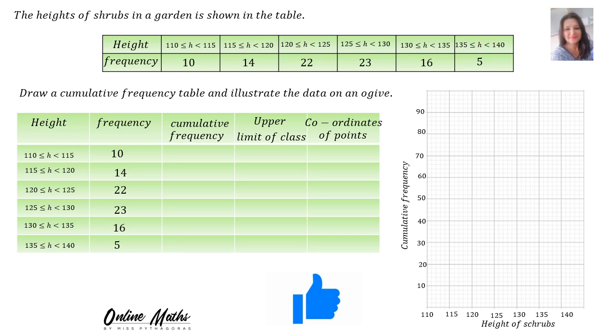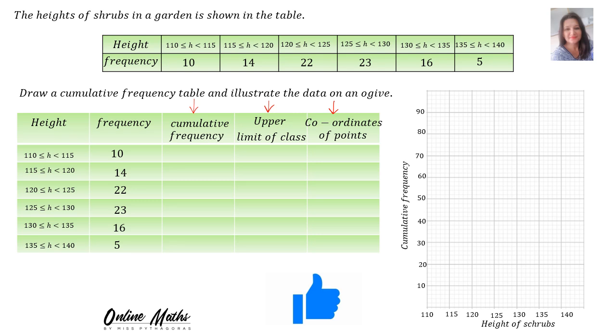Now the question says, draw a cumulative frequency table and illustrate the data on an ogive. Usually they give you the height and the frequency, and then maybe they will add a cumulative frequency column there for you, but they will never give you the upper limit of the class or the coordinates of the points to plot. That is my job to explain to you. Now we will start with the cumulative frequency.